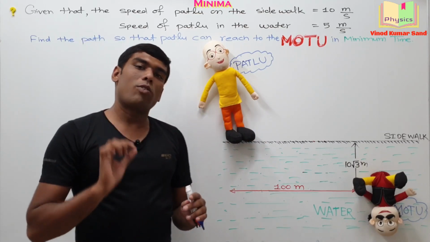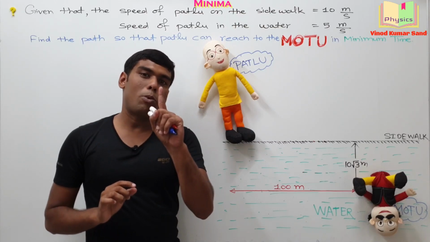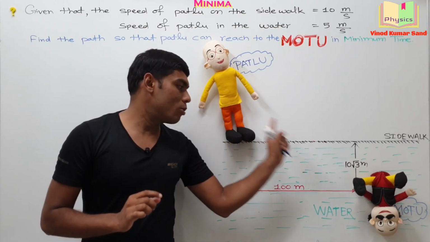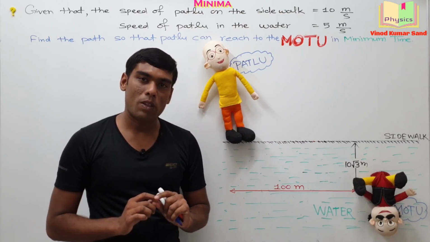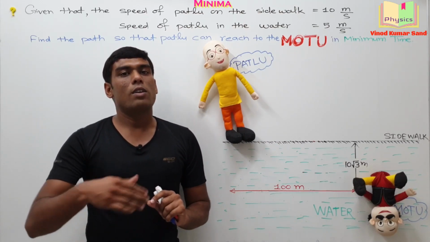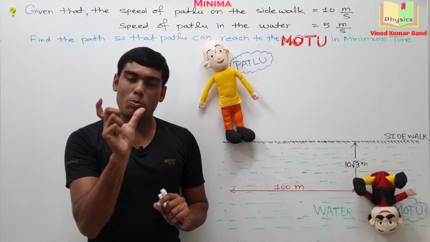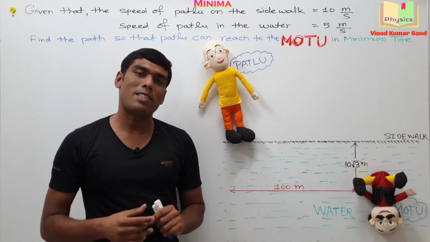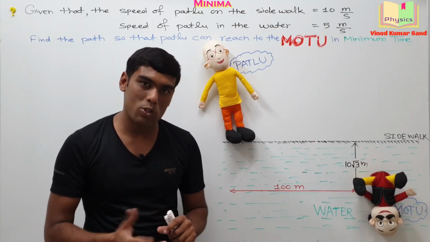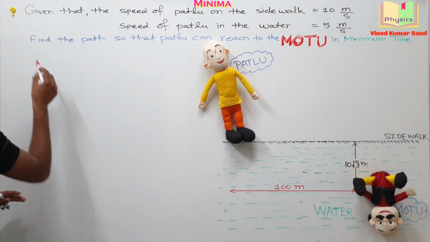Out of those infinite possibilities, there will be one possibility for which the time taken to reach Motu will be minimum. So in order to solve the question, we will define an expression of time and we will minimize that expression of time using differentiation. Let's start the solution part.